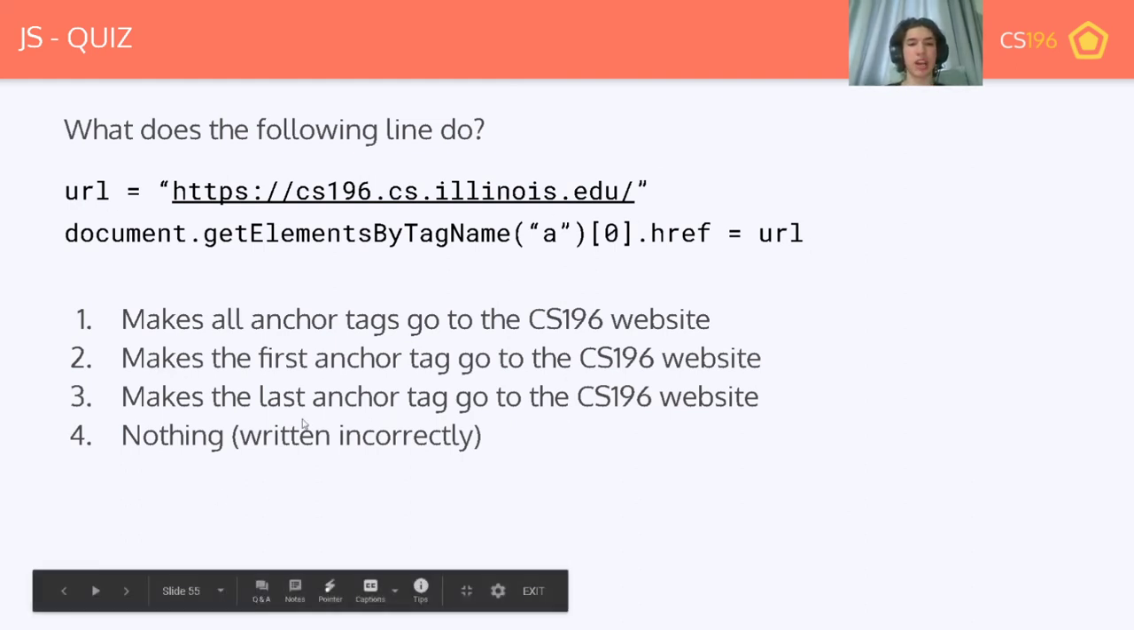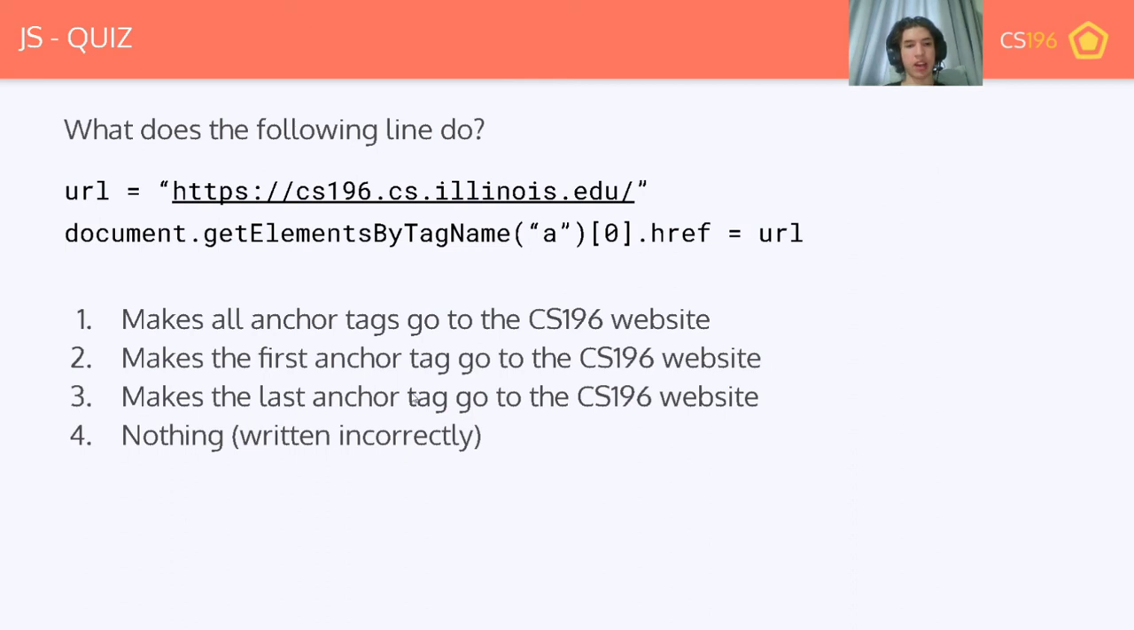Again, there were no tricks in that URL part. Some people put that it was written incorrectly. It's not, so that shouldn't be an issue. And then one person put that it makes all of the anchor tags go to the 196 website. No, because we take the 0 index here, it would only be the first one. And in fact, if you did want to make all of them, you would actually have to make a for loop and do them all one by one. So just some notes there to keep in mind.